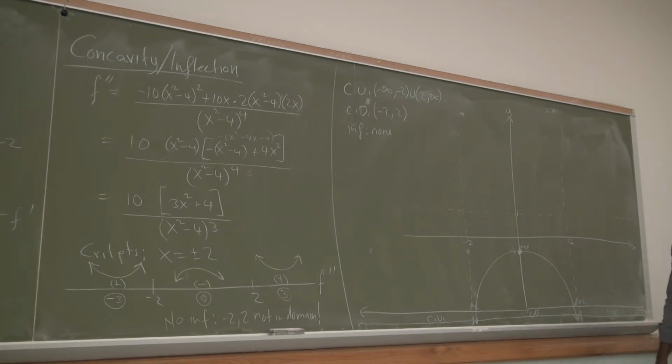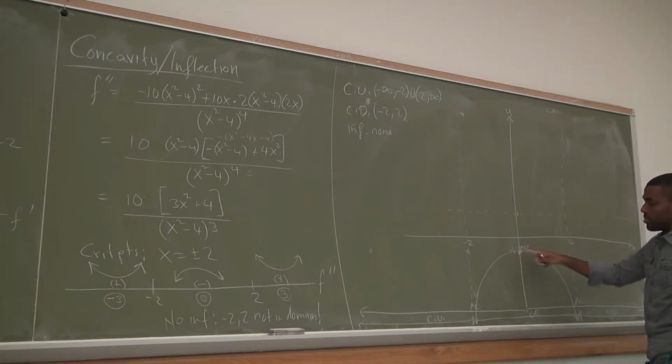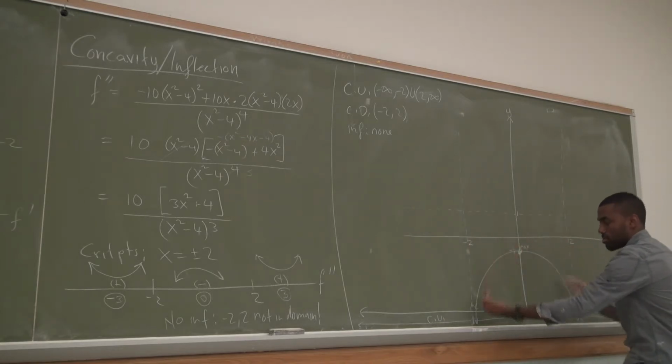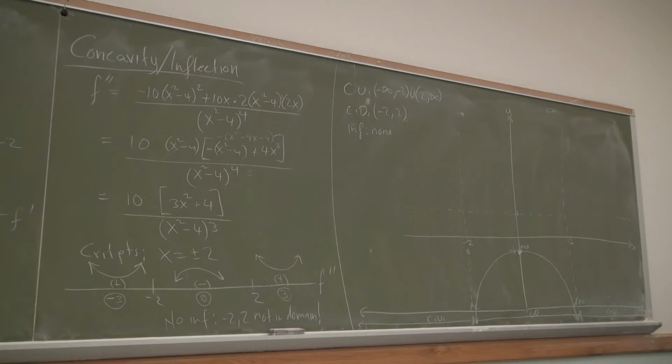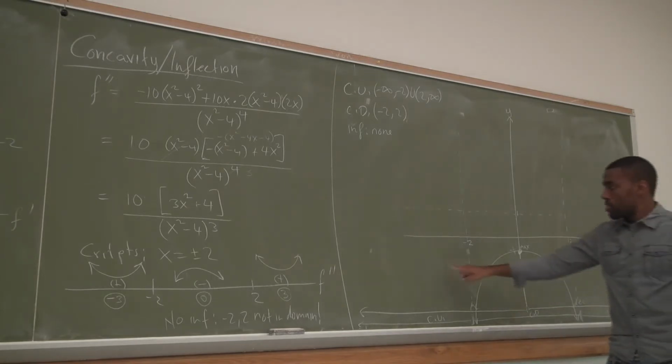So I know the middle has to look like that, right? I'm increasing concave down. Over here, I'm decreasing concave down. I can't touch -2 and 2, so I'm stuck in between these guys, right? And that gives you the maximum. What about over here?